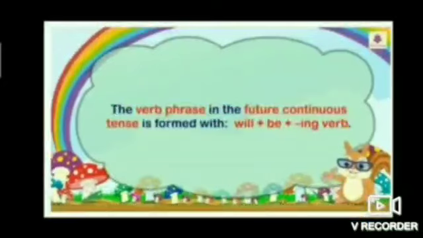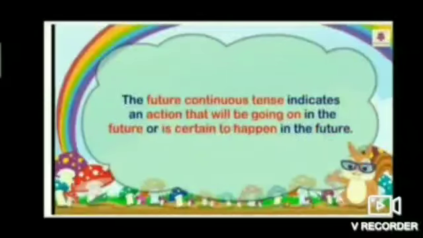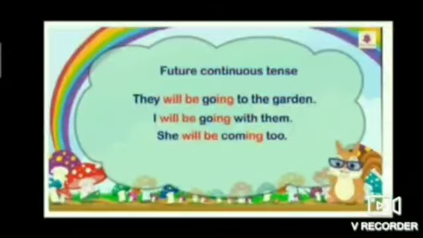The verb phrase in the future continuous tense is formed with will plus be plus an ing verb. Okay, students? The future continuous tense indicates an action that will be going on in the future or is certain to happen in the future. For example, they will be going to the garden. I will be going with them. She will be coming too. Okay, students?